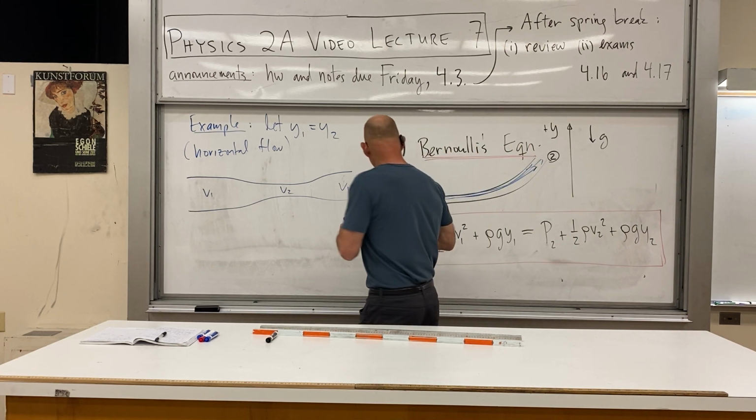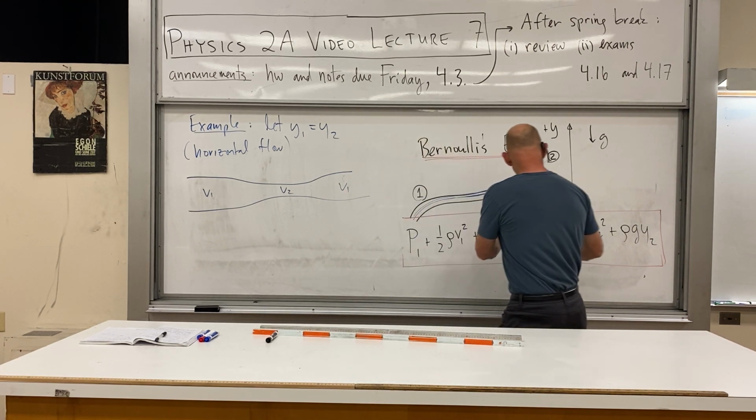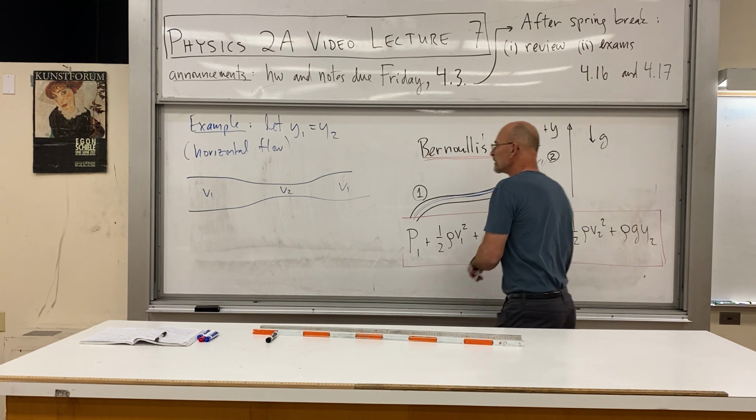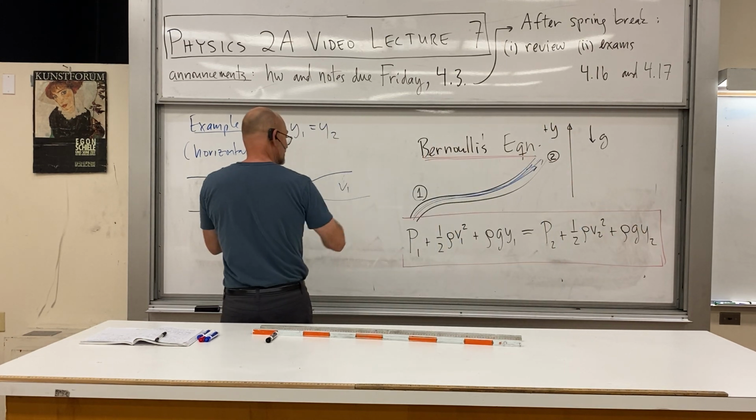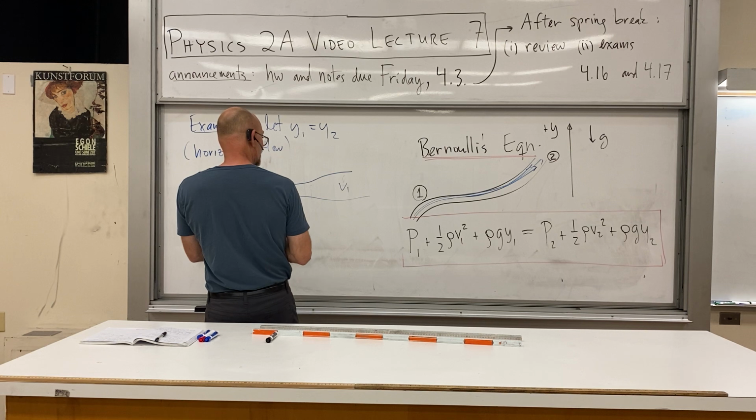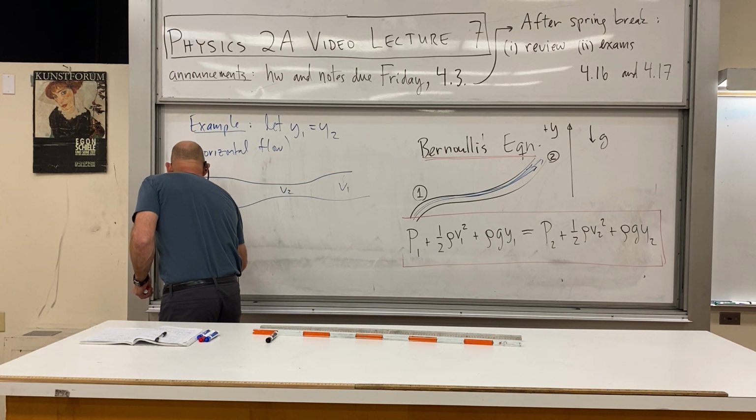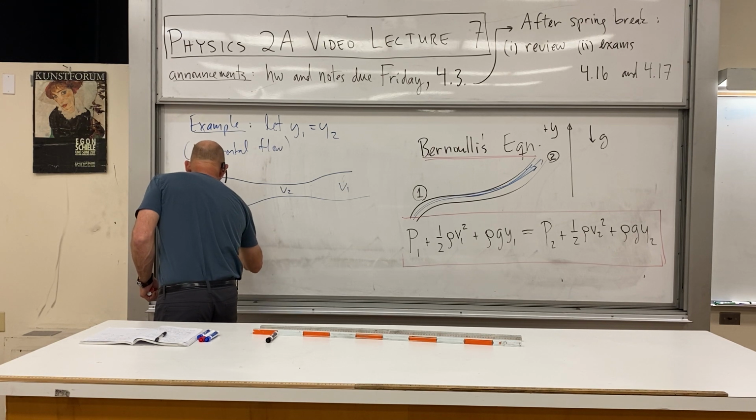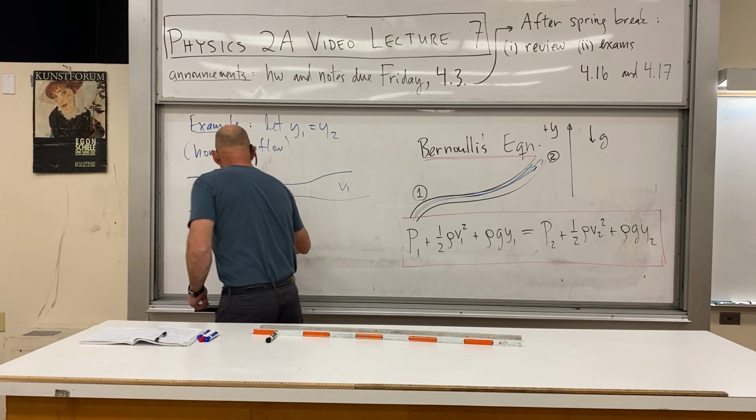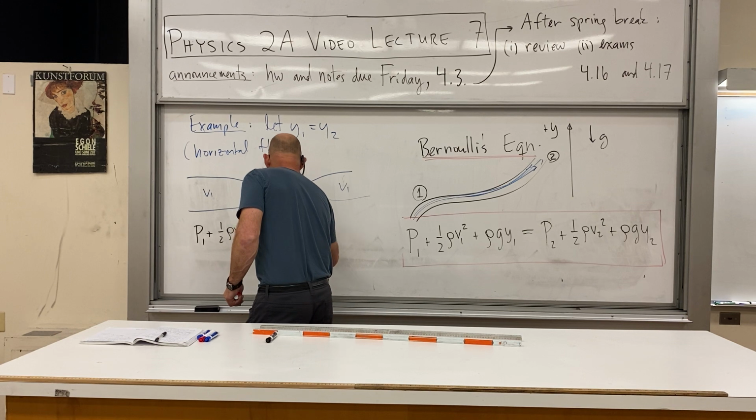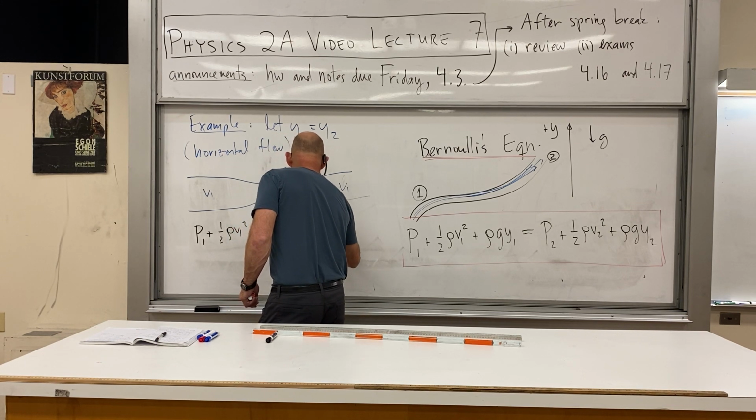And let's go ahead and write down Bernoulli's equation. The two y terms cancel because it's horizontal, or not cancel, they're equal on both sides, so we can drop them. So we have p sub 1 plus 1/2 rho v sub 1 squared equals p sub 2 plus 1/2 rho v sub 2 squared.